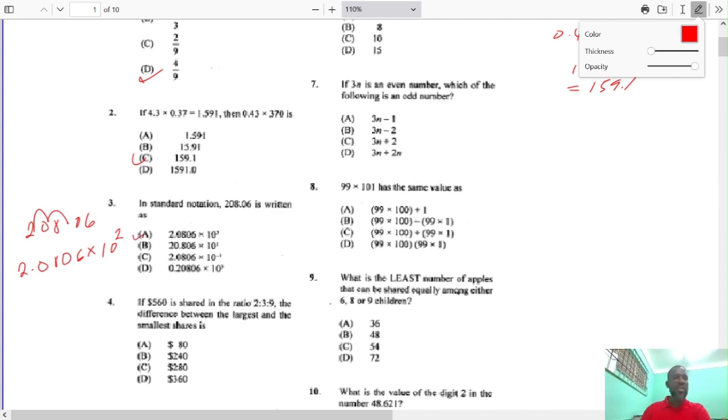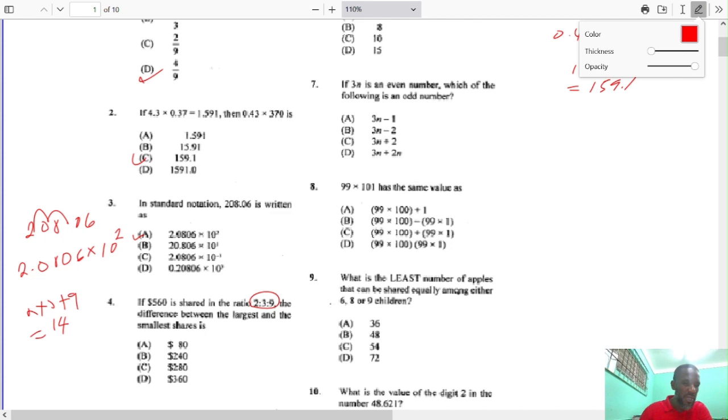In number 4, it says if 5/60 is shared in the ratio 2 to 3 to 9, the difference between the largest share and the smallest share is. So in doing this question, first we add the ratios: 2 plus 3 plus 9 will give us 14. So therefore we have 14 parts. So basically this 5/60 is divided into 14 parts.